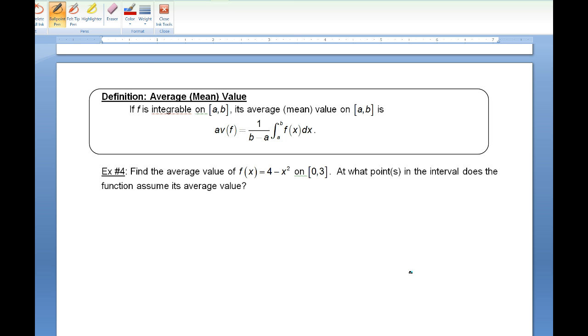Average or mean value. Be careful about this. This is not the mean value theorem. I know there's going to be a lot of definitions. When we're finished with the curriculum, we're going to go back and review definitions and names of theorems, because you do need to recognize them on the AP. They're not necessarily going to tell you the formula. They're just going to say, find the average value. So average value, this one's important.